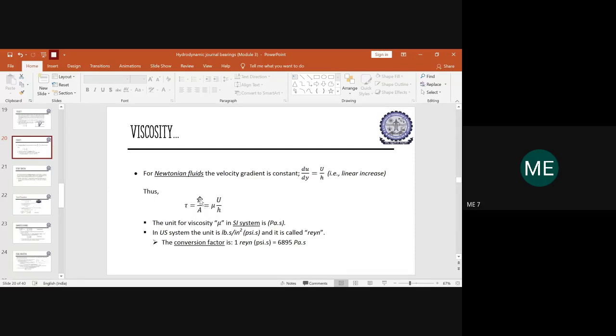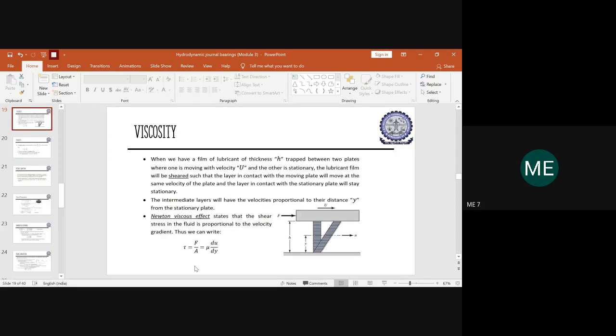So instead of F upon A, we are replacing that by the viscosity times the velocity gradient, which is constant with respect to a Newtonian fluid, and h will be nothing but the thickness of the film. So there will be slight variation. This is always referred to when you have a variation in the velocity of the intermediate fluid layers.